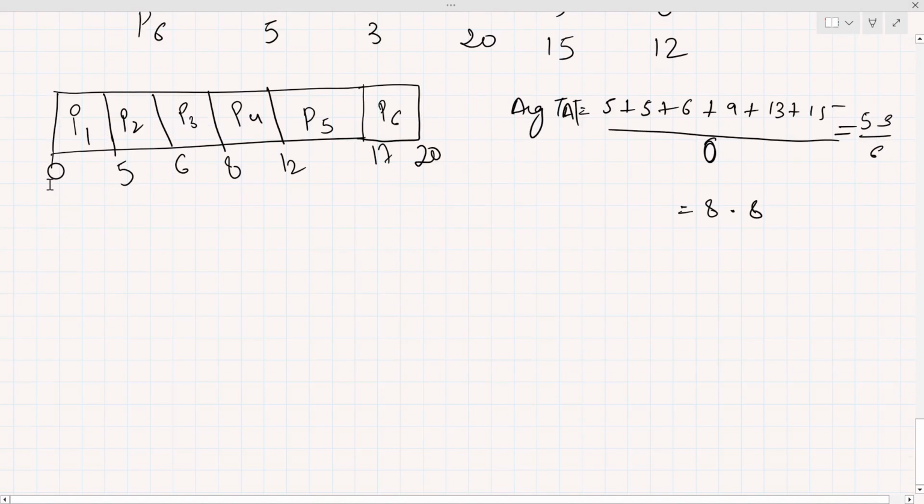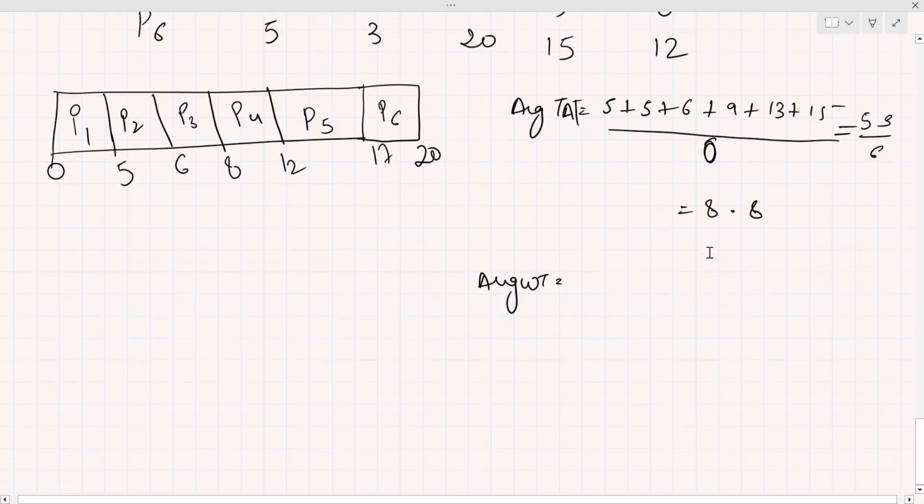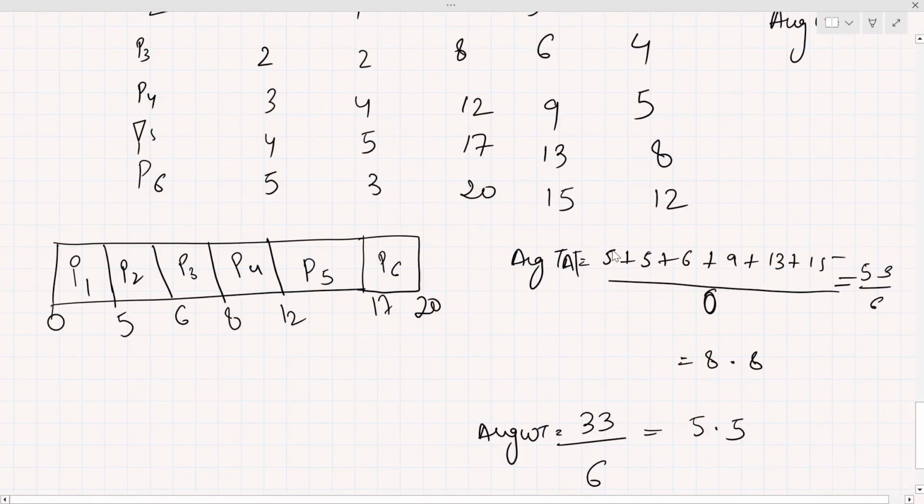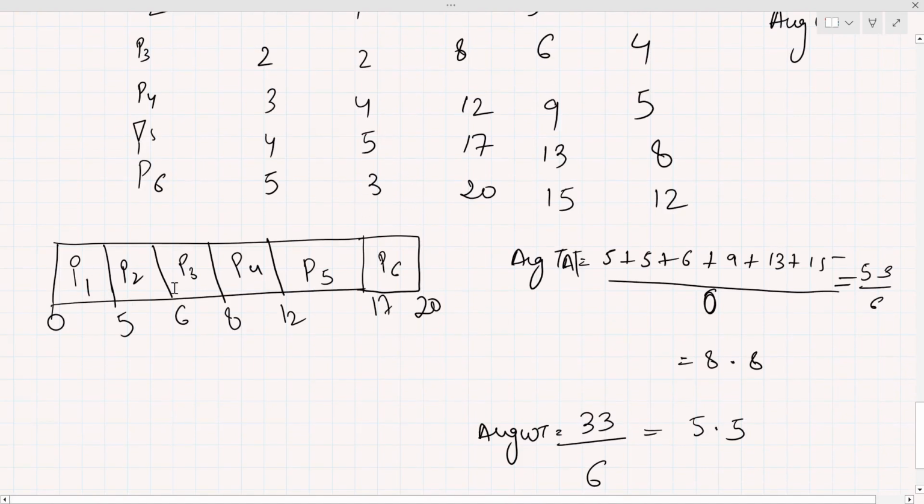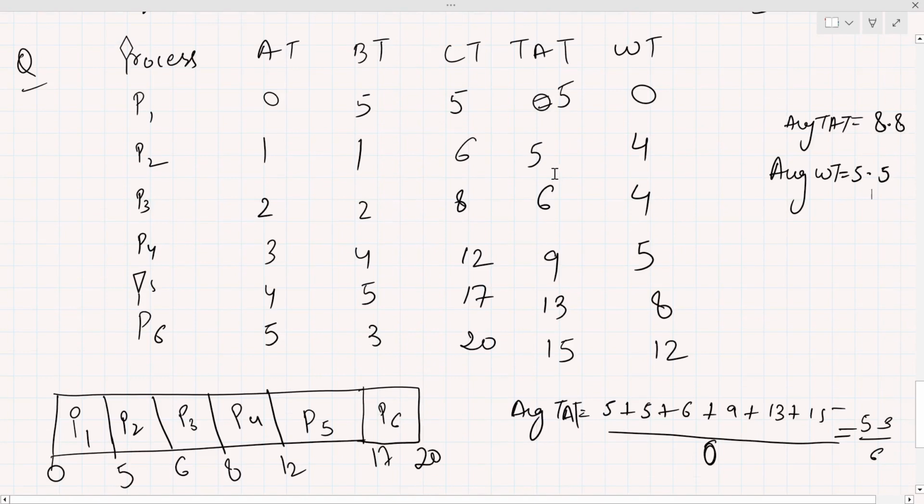Now after that, average waiting time. So the waiting time is 4 plus 4 is 8, and 8 plus 8 is 16, and 12 plus 5, so it becomes 33. So 33 divided by 6, you will get 5.5. So 5.5 is the average waiting time. What does that mean? On average, a process has to wait 5.5 units of time to execute. Okay, so this is how the question has to be solved.